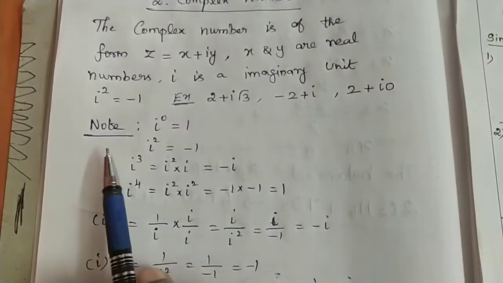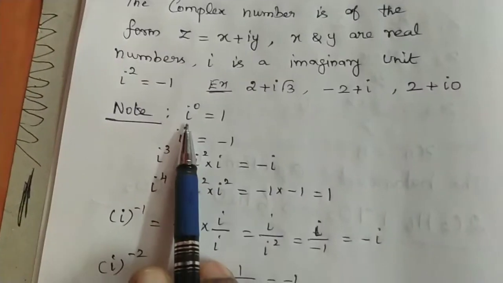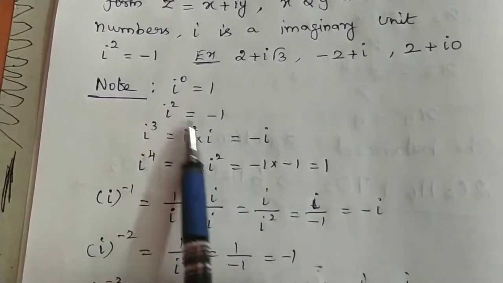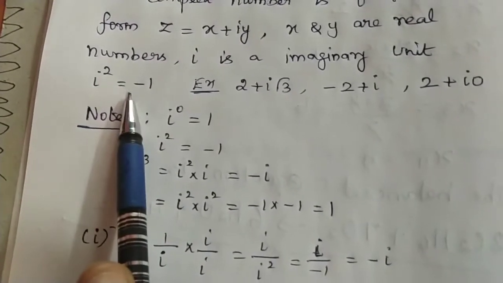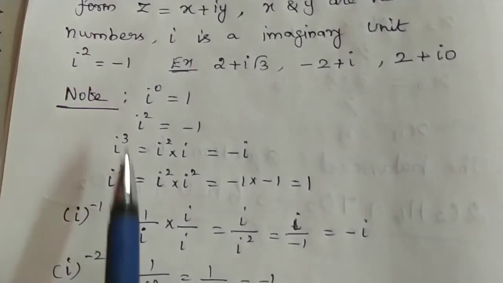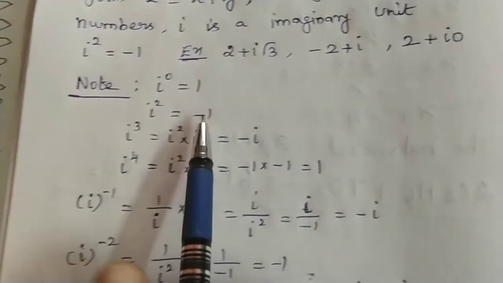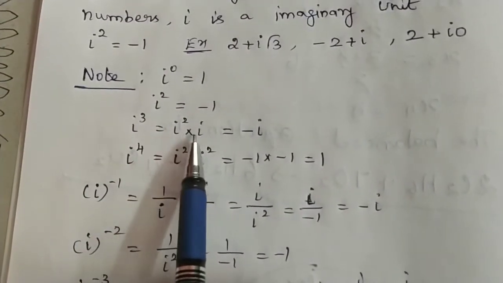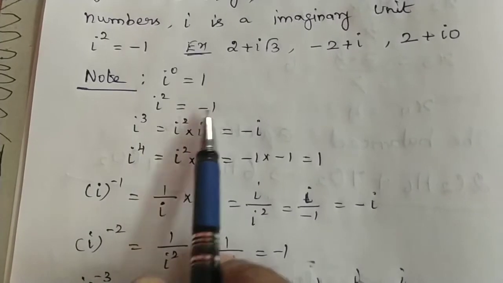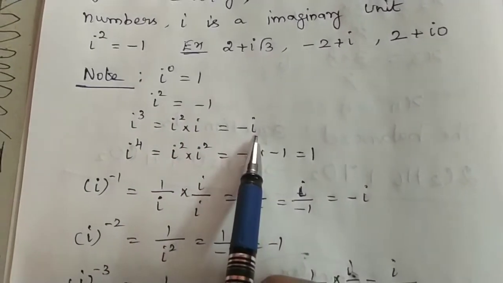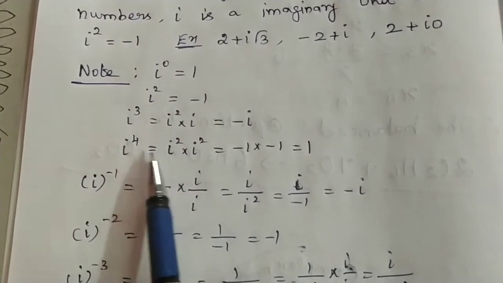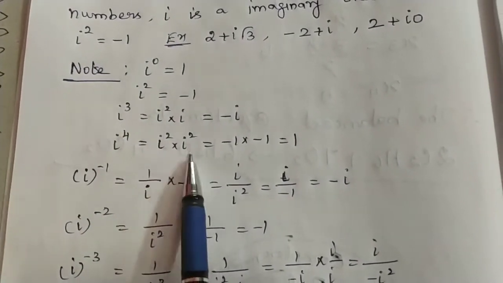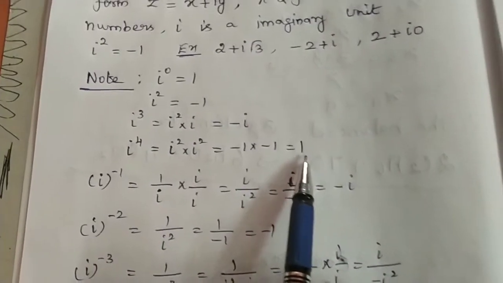Another important note: i power 0 is 1, as with any number power 0. i squared equals -1, which is very important in complex numbers. Next we want to find i cube. i cube means i squared into i. i squared value is -1, so -1 into i gives minus i. i power 4 is i squared into i squared, -1 into -1, and the value is +1.